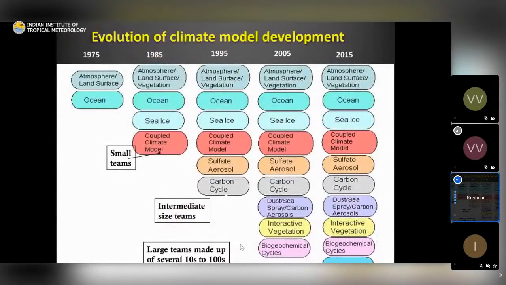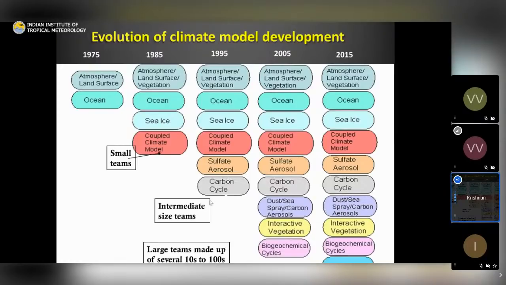And on the climate model development itself, in the 70s, there were standalone atmosphere and ocean models. In the mid-80s, they introduced vegetation, and also the atmosphere and ocean models were coupled. By the 90s, modeling groups could incorporate aerosols, basically the sulfate emissions coming from the European and North American regions, and because they altered the incoming solar radiation, what is its effect on the climate, and also the effect of volcanic eruptions and the sulfate aerosols going into the stratosphere.